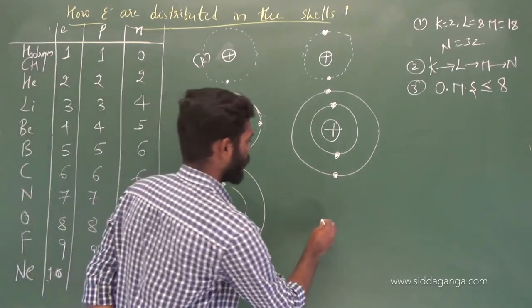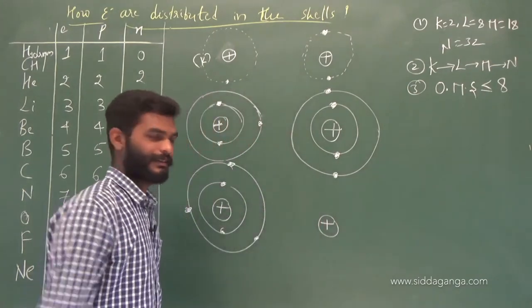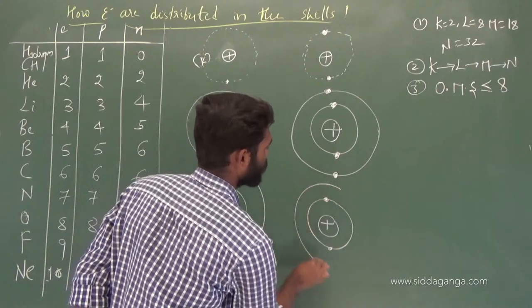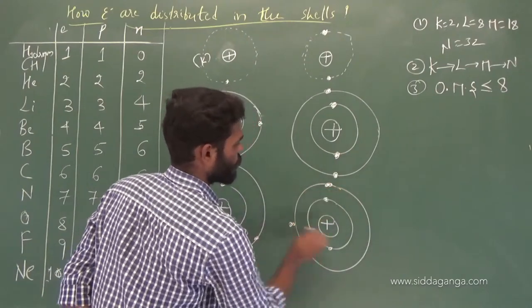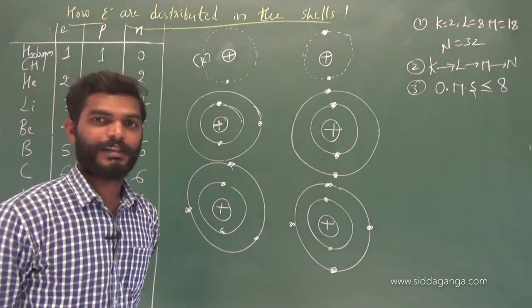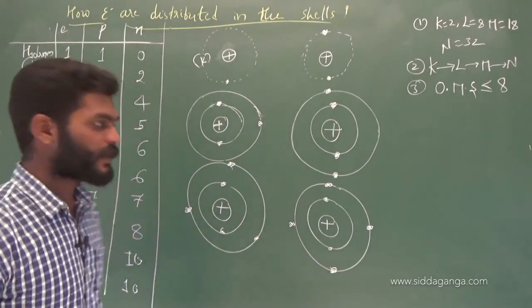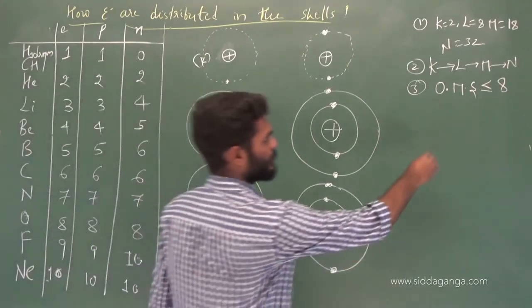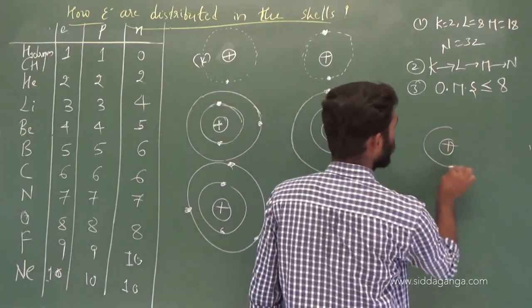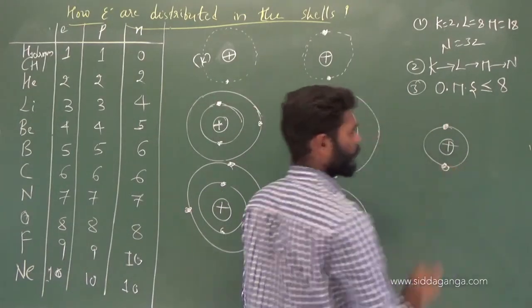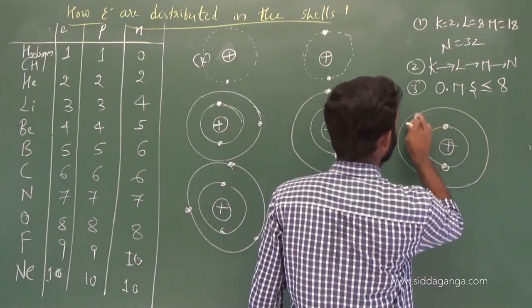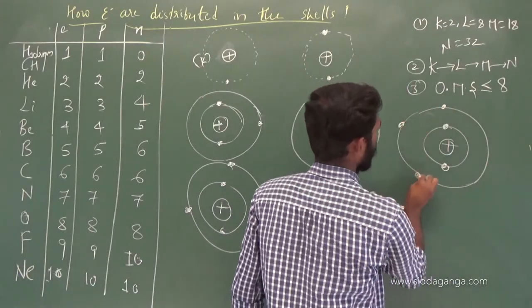Now for carbon, the nucleus, carbon has 6 electrons, therefore 2 in the first, 4 in the second. 1, 2, 3, 4. That's it. This is for carbon. Next one is what? Nitrogen. The nucleus, and 7 electrons are there in nitrogen. Therefore, 2 in the first, 5 in the second.